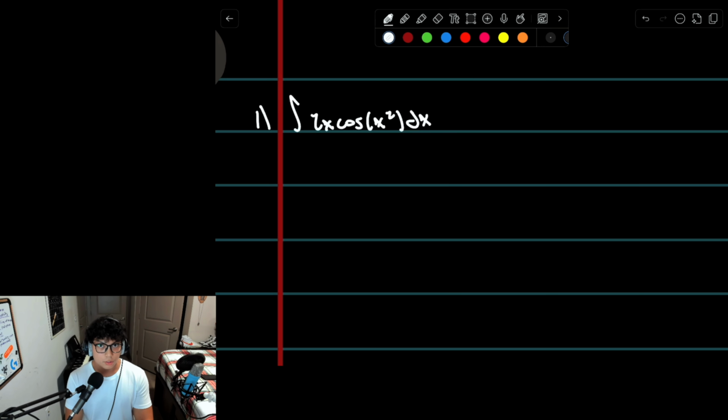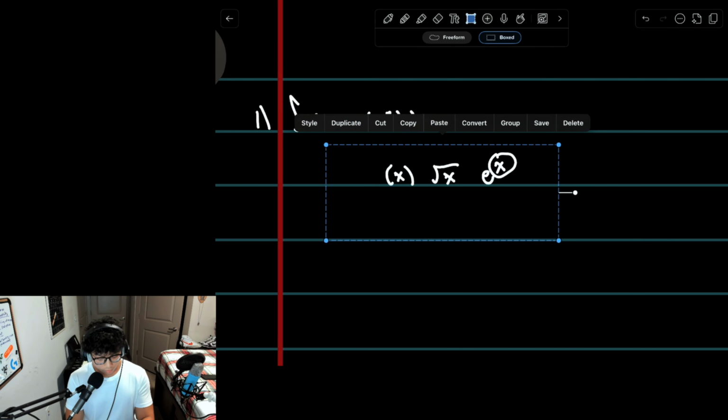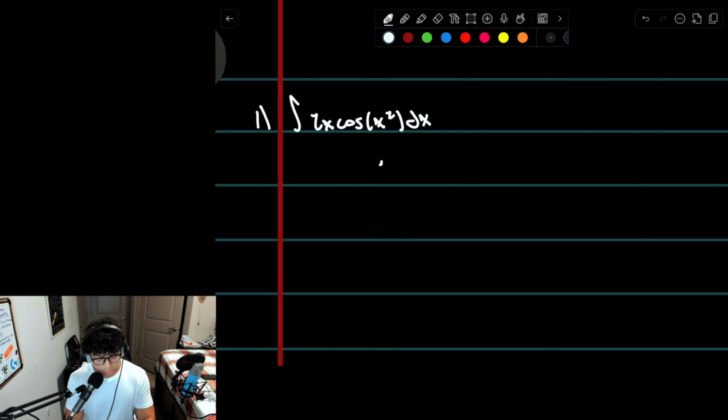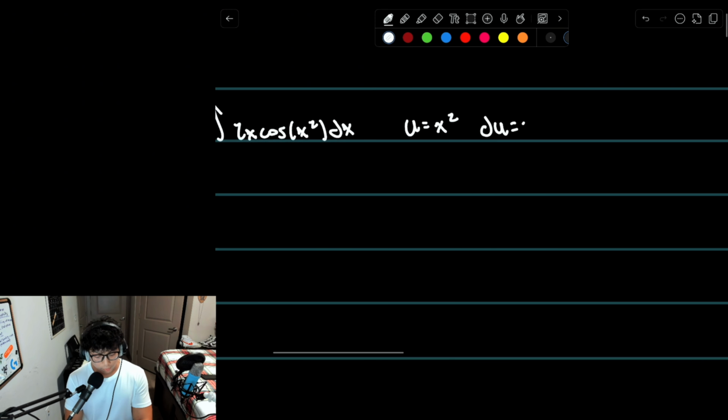Now in u substitution, typically your first step is to find the u. And to do that, you want to look for any inner functions. Now an inner function typically consists of any parentheses, square roots, or powers. And in this case, we are given the parentheses x squared. So that'll be our u. We then find our du, which is the derivative of x squared, which is 2x dx.